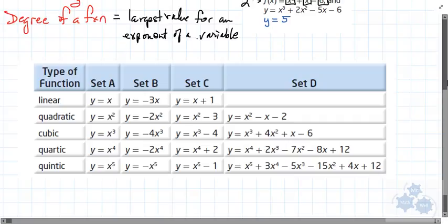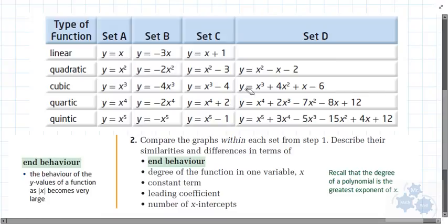All right, so what we're going to talk about with these, you may or may not have these graphed yet. But look in your textbook at point number 2. I want you to look at these graphs, and we're going to talk about the similarities within each set. We're going to take a look at them all, but I want to discuss end behavior, one of the main things from this lesson.